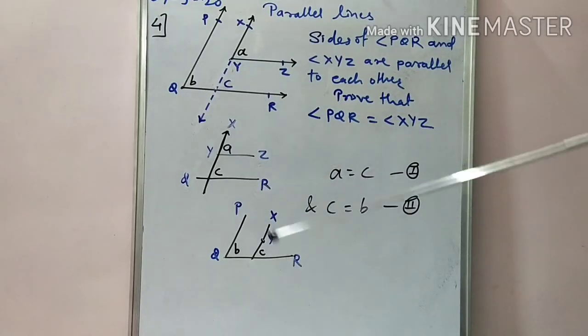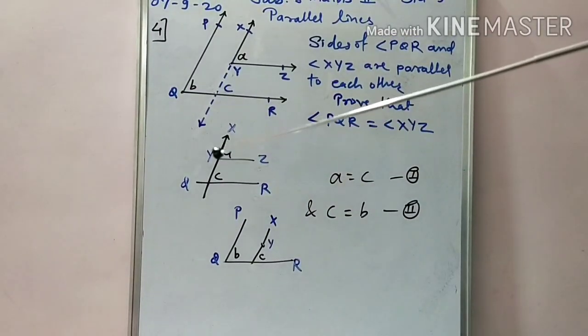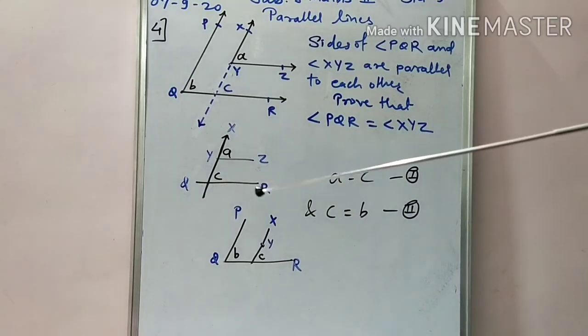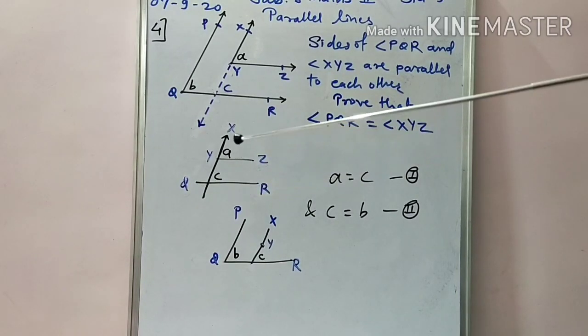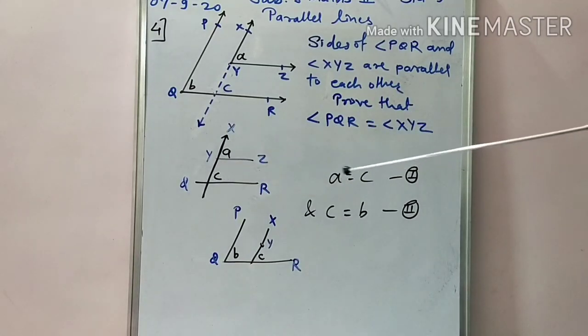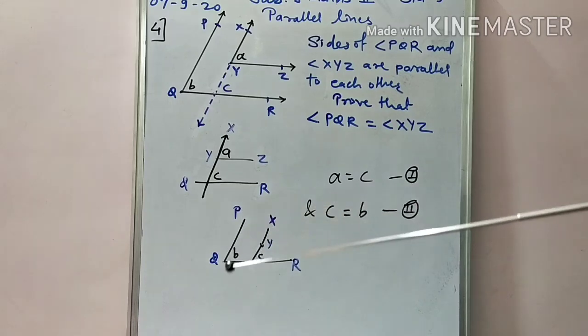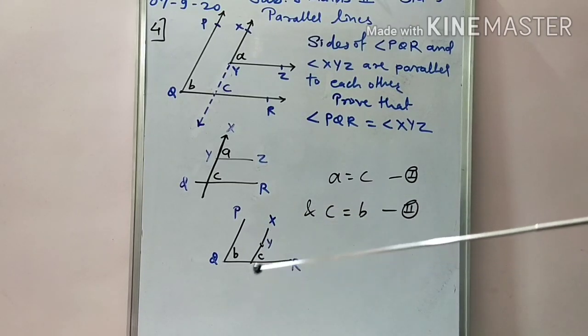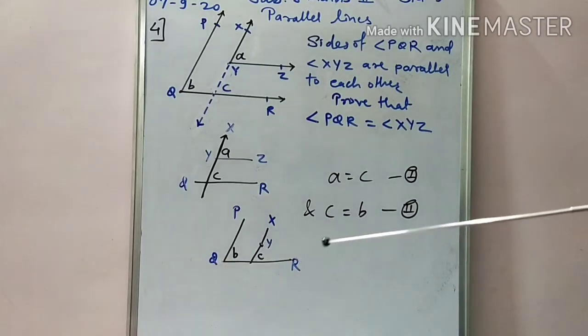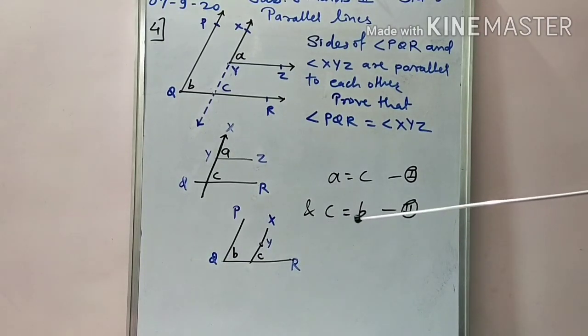like this. Here, as I separate the figure, line YZ and line QR, the sides of the angle, are parallel to each other, and line XY is the transversal. So A and C are corresponding angles. And similarly, line PQ and line XY, the sides of the angle, are parallel to each other, and line QR is a transversal. So we can say C equals B.